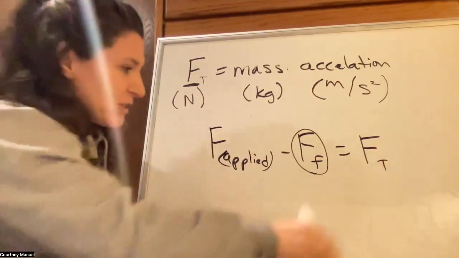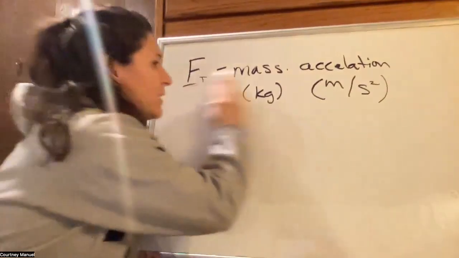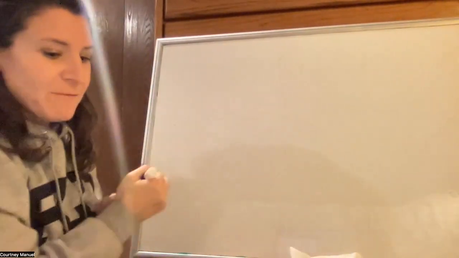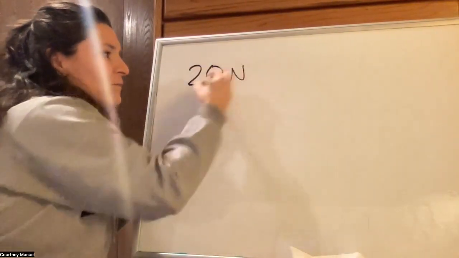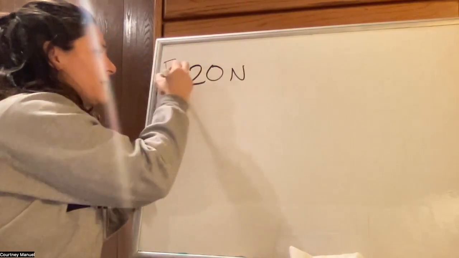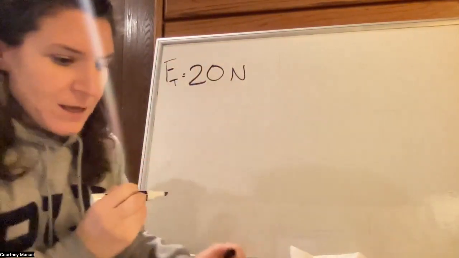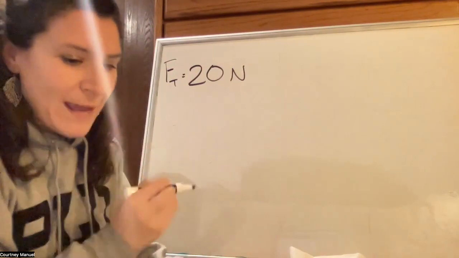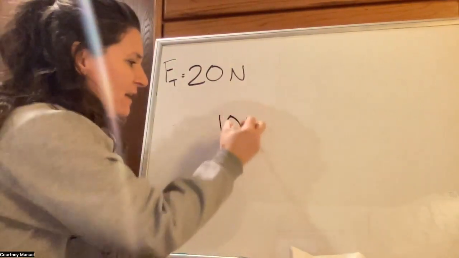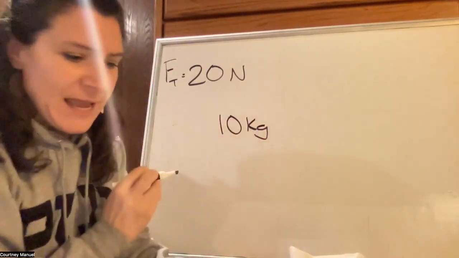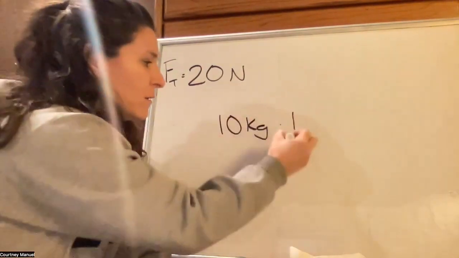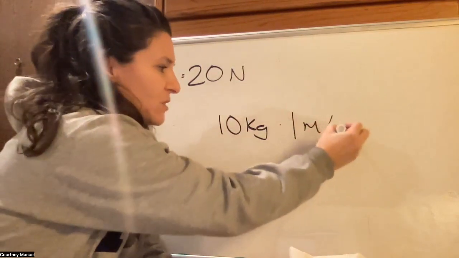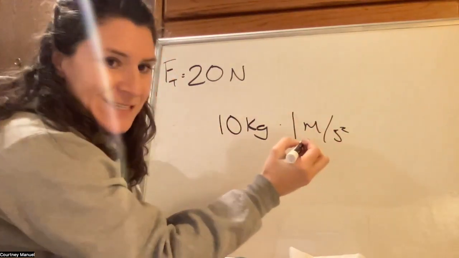Okay, so let's actually start with the problem. Here we go. Question 6 says a child applies a force of 20 newtons on a box. We already know this is going to be our FT. They're telling you that's how much they're pushing on a box. And this box weighs 10 kilograms. And it is accelerating at 1 meter per second squared east.